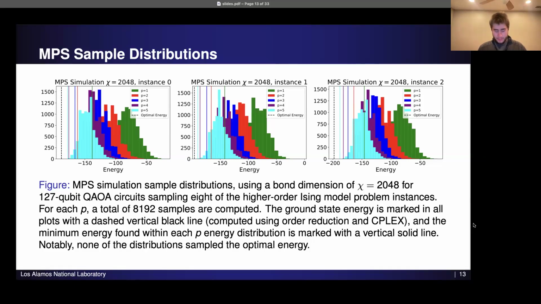And the thing to note here is that none of the MPS sample distributions found the optimal solution. And so what this actually means is that even in the noiseless setting, we need to go to even higher rounds of QAOA in order to get a good probability of sampling the optimal solutions.